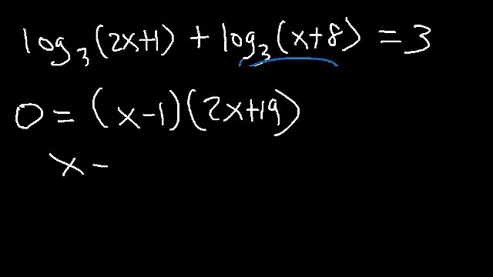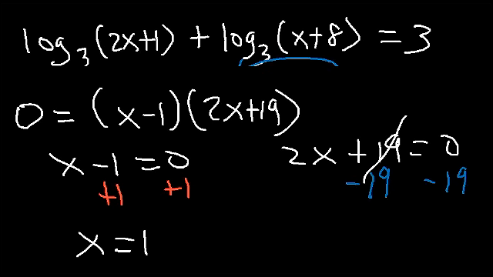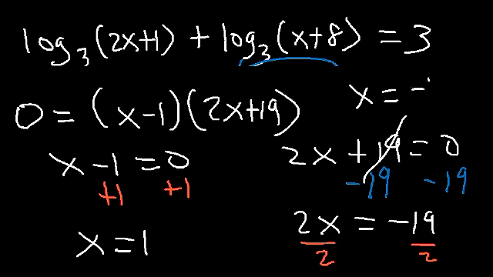So let's set each factor equal to 0, and let's solve. Here we need to add 1 to both sides. So our first answer is x is equal to 1. For the next one, we need to take away 19 from both sides. So 2x is equal to negative 19. And then we need to divide both sides by 2. So the other answer is x is equal to negative 19 over 2.